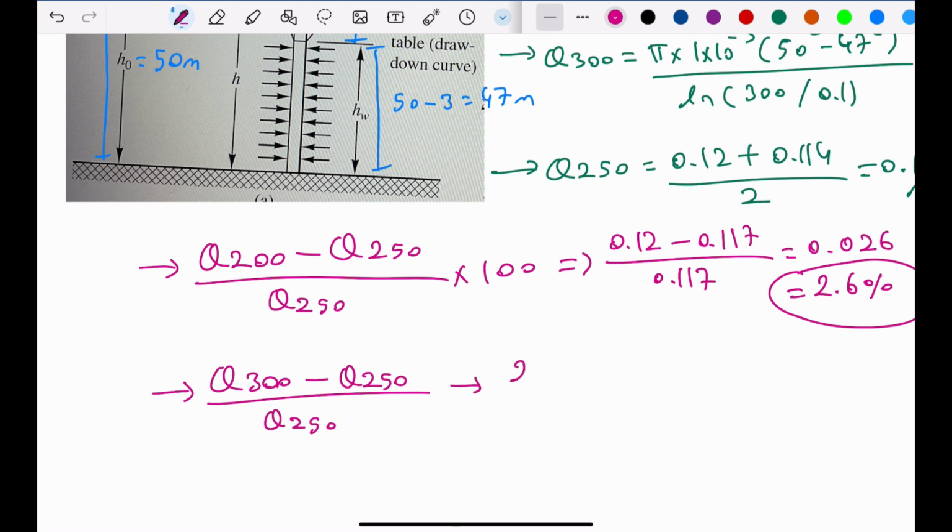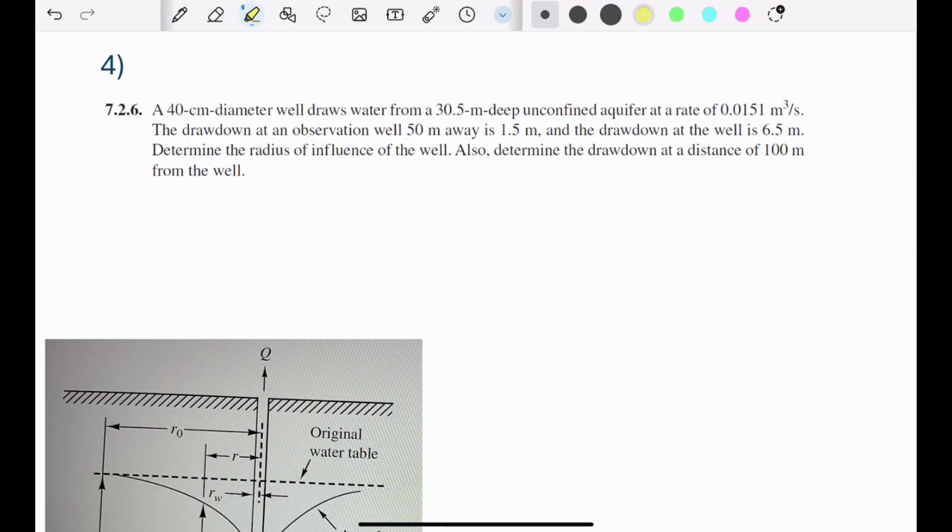It will also give 2.6%. Okay, now we are at the final question, which is 7.2.6.